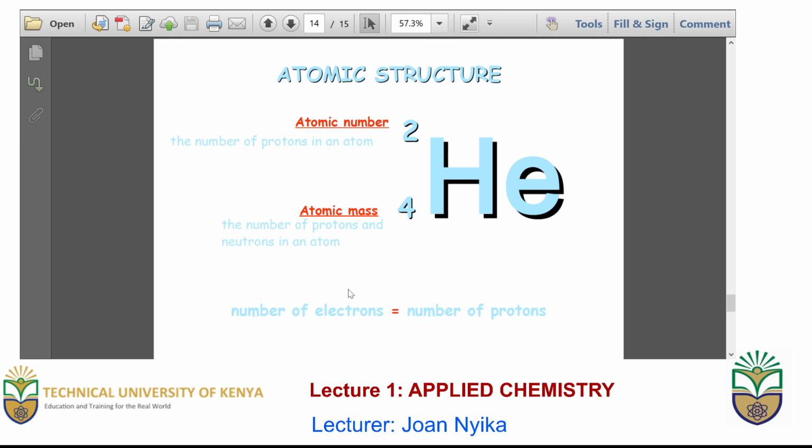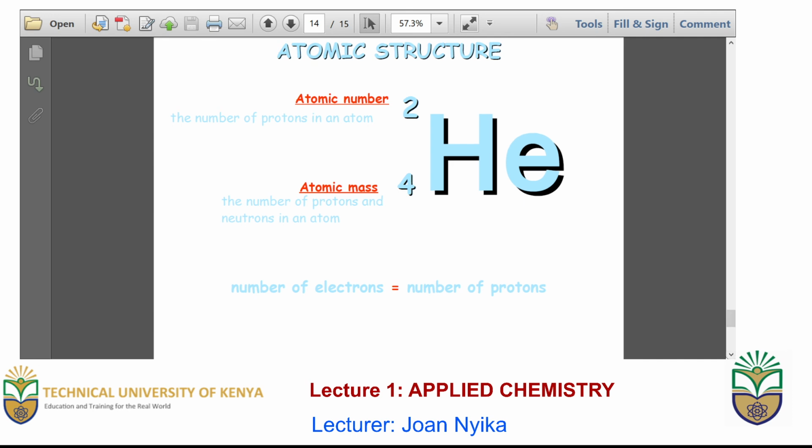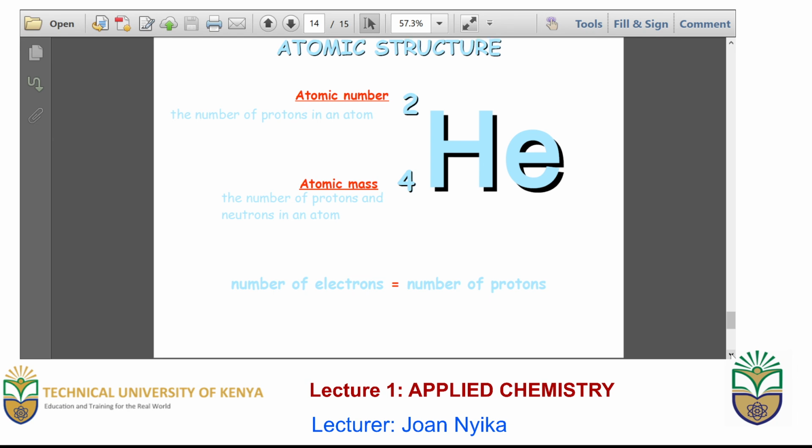But how many neutrons does it have? Remember, we said the number of neutrons is equivalent to the mass number subtracted from the atomic number. That is 4 minus 2, which is 2. Therefore, helium has 2 electrons, 2 protons, and 2 neutrons. However, you can do exercises with other elements and see the differences between the number of electrons, the number of protons, and the number of neutrons.